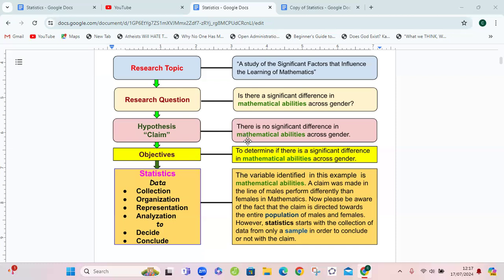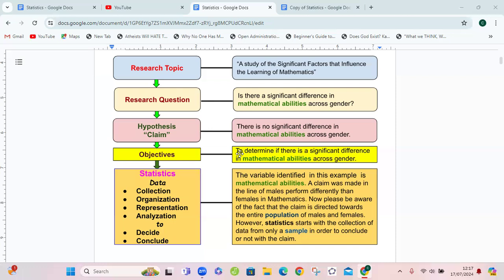So for example, one might respond, well, there is no significant difference in mathematical abilities across gender. This is a hypothesis because there is no data. So now the objective has to be laid out. So for example, to determine if there is a significant difference in mathematical abilities across gender. The objective has to be linked to the hypothesis, which is linked to the research question.